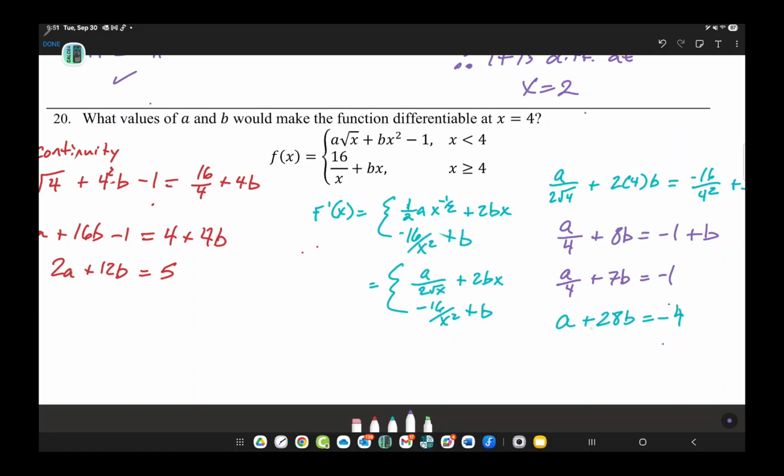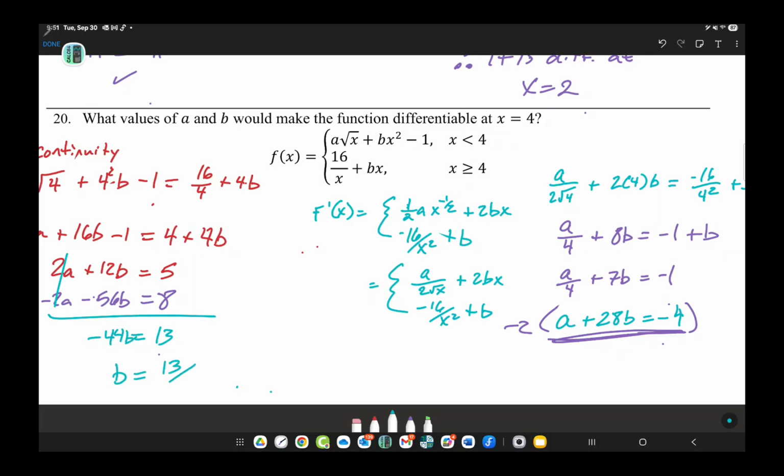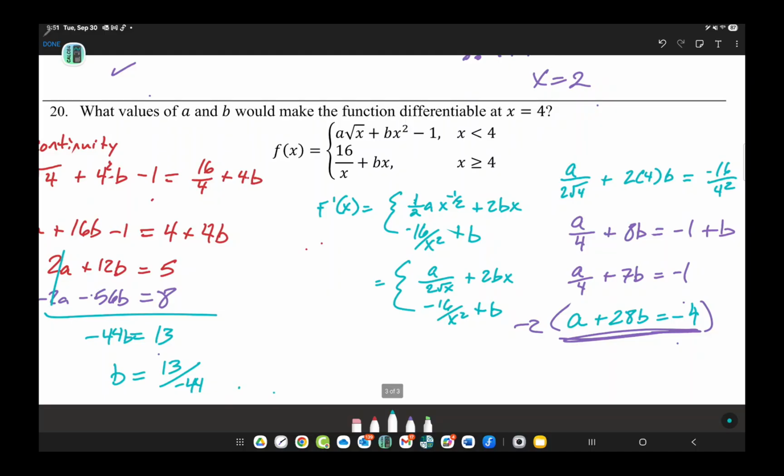Now, what I'm going to do is multiply this over here by negative 2, so I can cancel out the a's. You could plug it in, I just prefer the elimination method. That's gone. We get negative 44 over 13. So that's lovely. B is equal to 13 over negative 44. Just pretty right there.